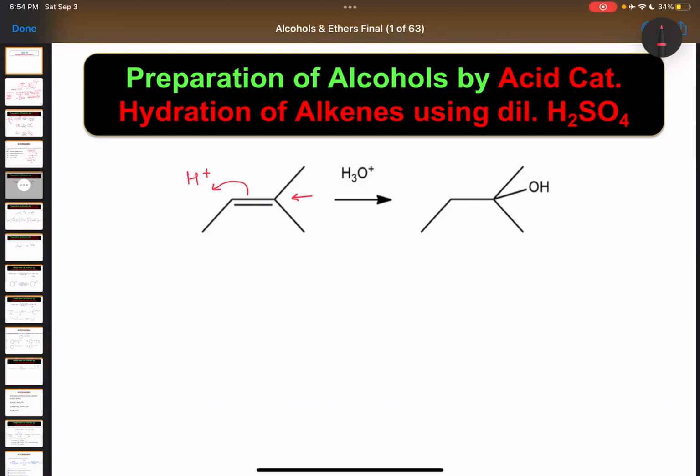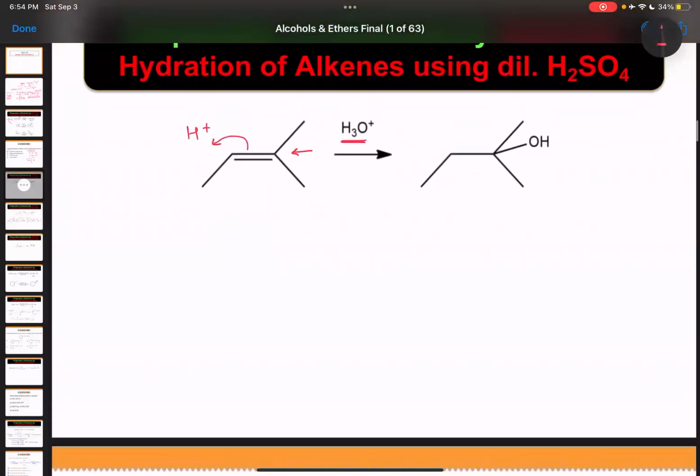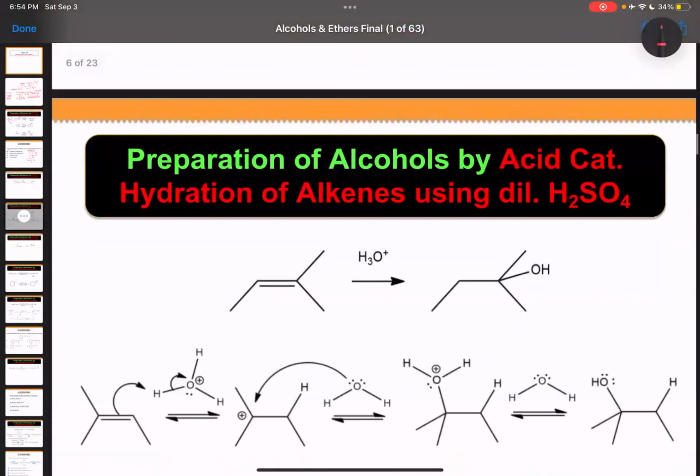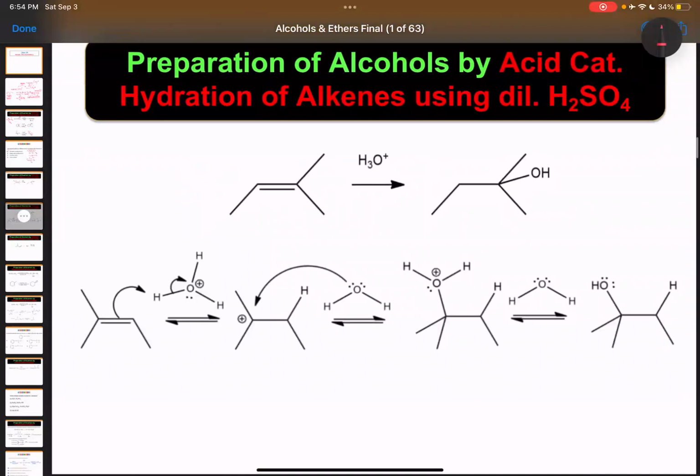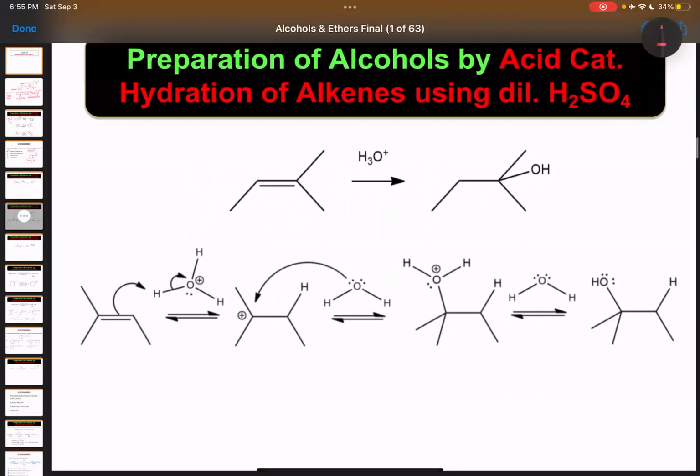So it is written as H plus H2O, dilute H2SO4, or H3O plus is also written, because H plus and H2O will form H3O plus. That is the hydronium ion. Okay, so this is going to be the mechanism. And acid actually helps in breaking the pi bond, right? So this I hope is clear to all of you.